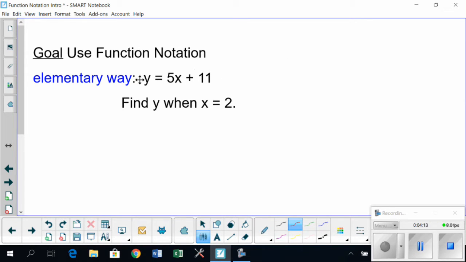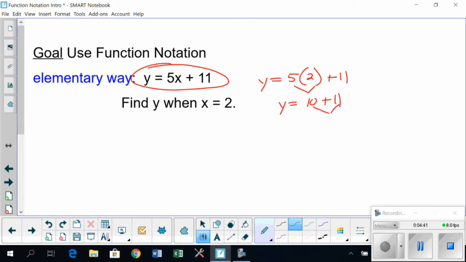When you first start learning functions, and whatever grade you learn them in, typically you would write them, I call it the elementary way. It might look something like this: y equals 5x plus 1. This is a basic way to write a function. And here's a command: find y when x is equal to 2. Well, here we could plug 2 in for x. 5 times 2 is 10. 10 plus 11 is 21.